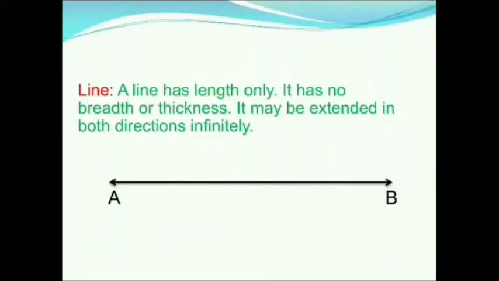Line. A line has length only. It has no breadth or thickness. It may be extended in both directions infinitely. You can see that there are arrow marks on both the sides, which means that they can be extended infinitely on both the sides. It does not have endpoints, which means that it does not have a definite length.